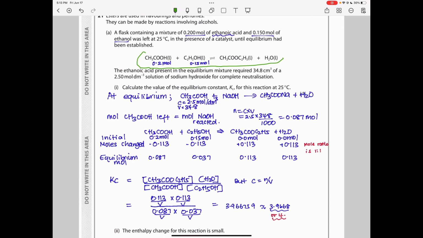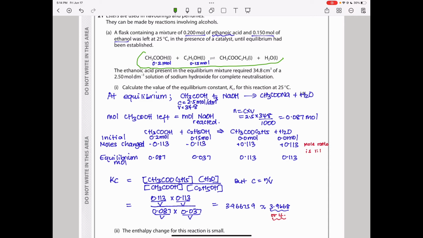Then they say the ethanoic acid present in the equilibrium mixture required 34.8 centimeters cubed of 2.5 mole per decimeter cubed solution of sodium hydroxide for complete neutralization. Calculate the value of the equilibrium constant Kc for this reaction. So when you write the equation between ethanoic acid and sodium hydroxide, we will produce sodium ethanoate and water. This is what is going to occur when you have the reaction between sodium hydroxide and ethanoic acid.